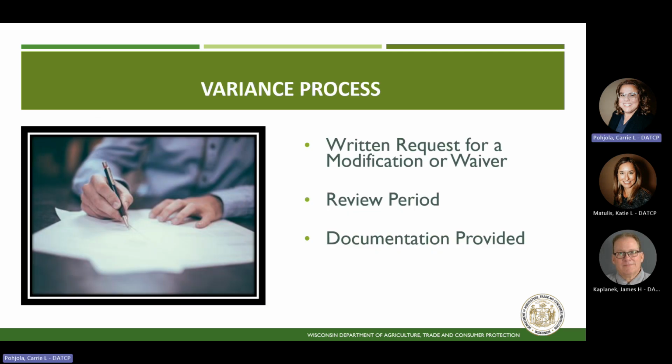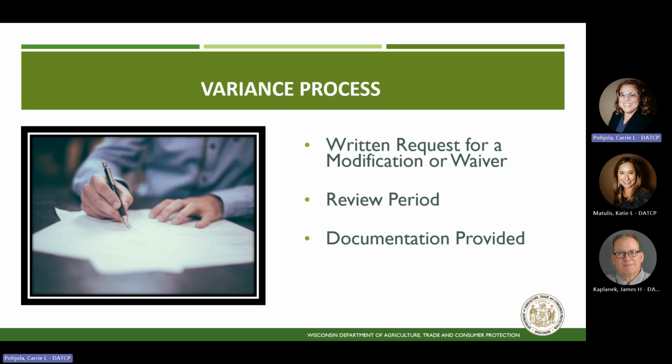So let's start with the variance process at retail. What is that? Well, first off, there's going to be a request for modification or waiver of the requirements of this chapter, and this needs to be submitted in writing to the regulatory authority having jurisdiction along with the required documentation. And I will go over what the required documentation is going to be.